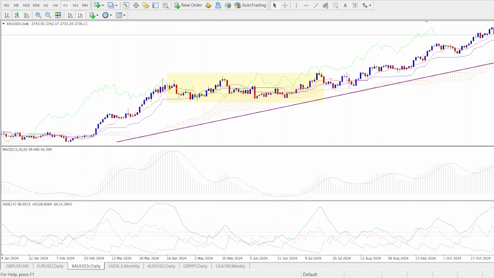Remember that no indicator is foolproof. Each indicator has its strengths, but they work best as part of a broader strategy, especially when combined with sound risk management. Okay. Remember, it's good that you experiment with these indicators on a demo account before you go live.